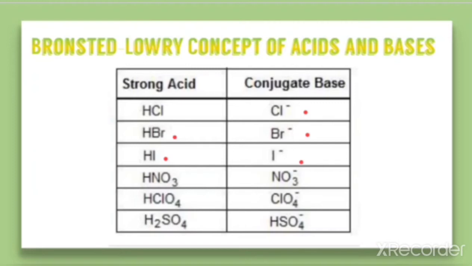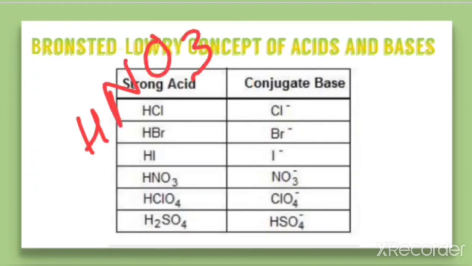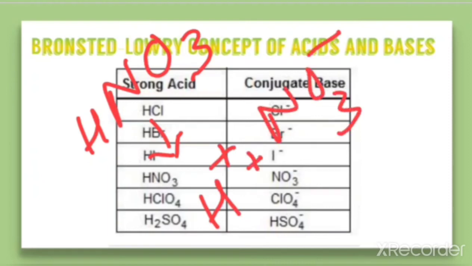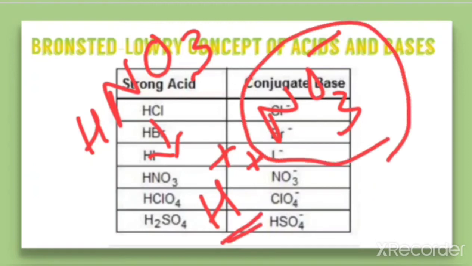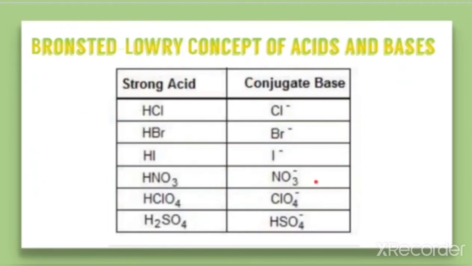What about HNO3? How can we split HNO3? You can split it in this way, H plus and NO3 minus. So after giving the H plus, what is remaining now? NO3 minus is remaining. So that is the conjugate base. Next is HClO4. When it gives one H plus, what is remaining? ClO4 negative is remaining.